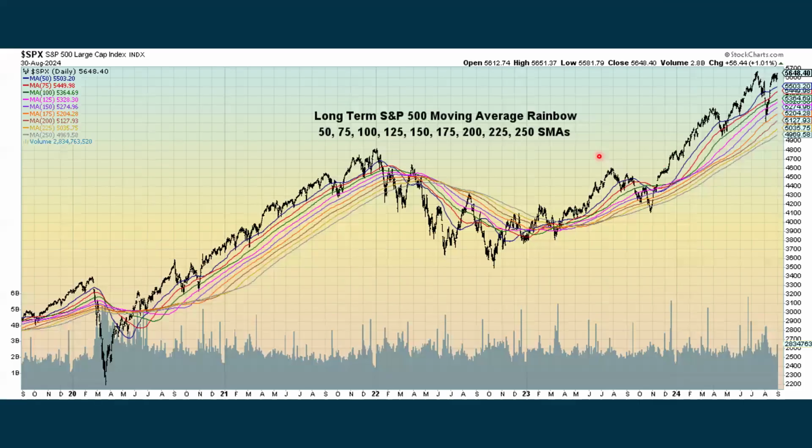And we have another long-term rainbow going from 50 periods up to 250 periods. Even with the decline, the lines barely moved. And so we came down into the rainbow. Then we were able to get back up out of the rainbow without really doing any significant damage, at least on a moving average basis, to the long-term trend.